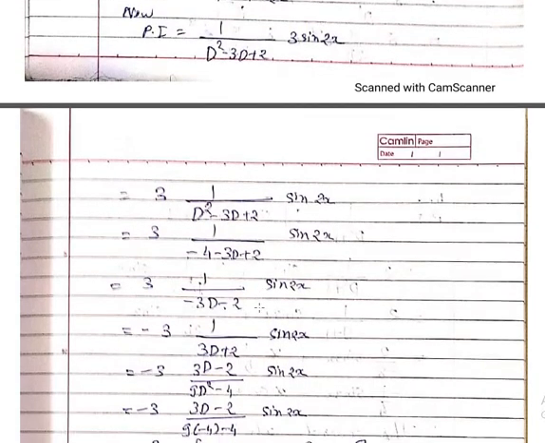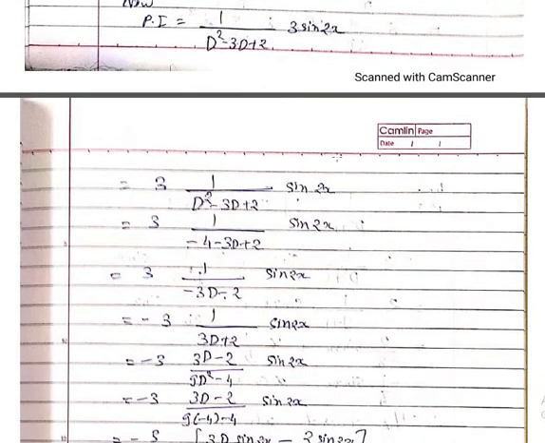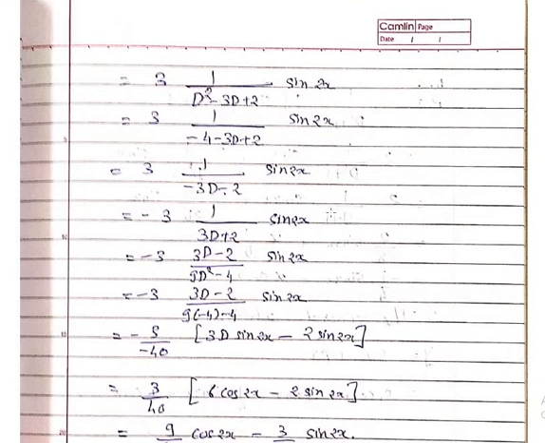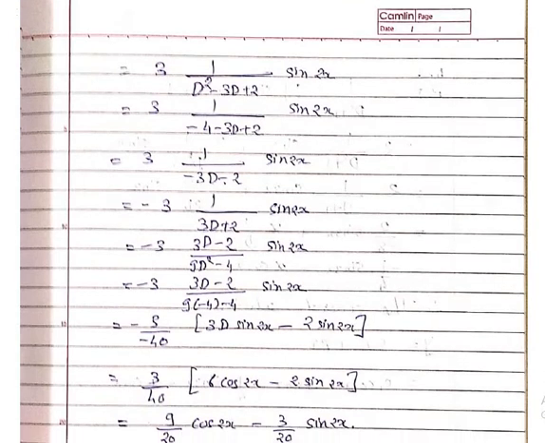Now for PI, 1 upon d square minus 3d plus 2 of 3 sine 2x. So 3 will be common out. Now here you have sine, that means you have to apply case 2. So for case 2, d square will be replaced with minus a square. A is 2, so d square will be replaced with minus 4. But d is not going to be replaced; you have to put d as it is. So d square is equal to minus 4.